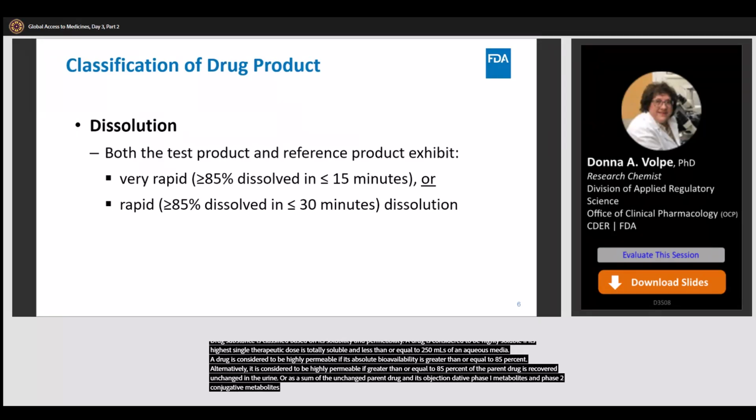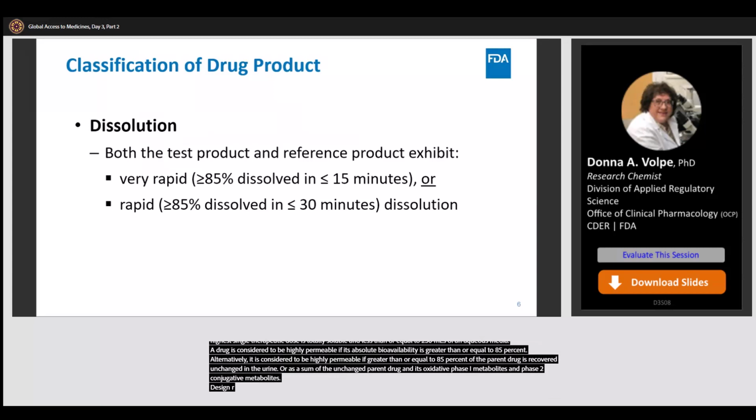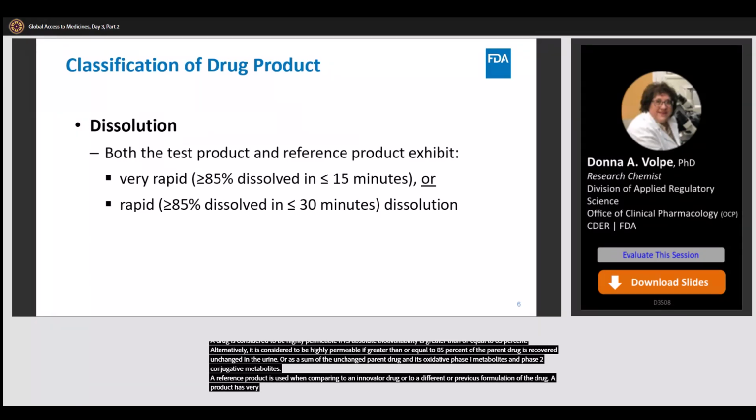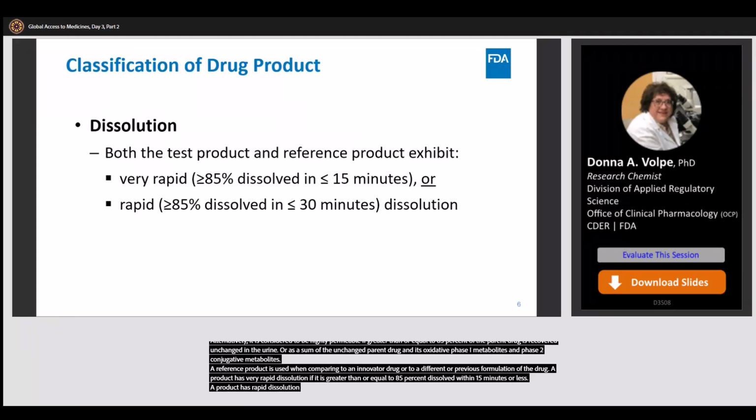Dissolution is based on both the test product and reference product. A reference product is used when comparing to an innovator drug or to a different or previous formulation of the drug. A product has very rapid dissolution if it is greater than or equal to 85% dissolved within 15 minutes or less. A product has rapid dissolution if it is greater than or equal to 85% dissolved in 30 minutes or less.